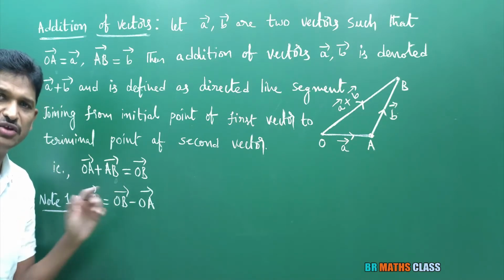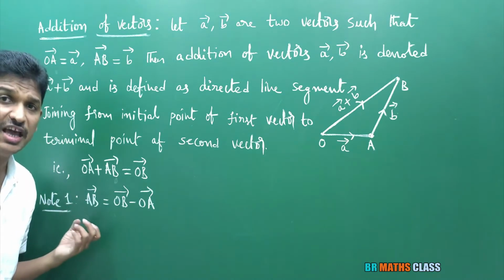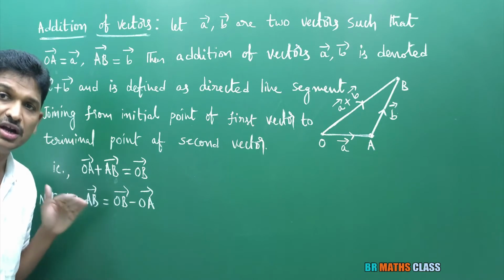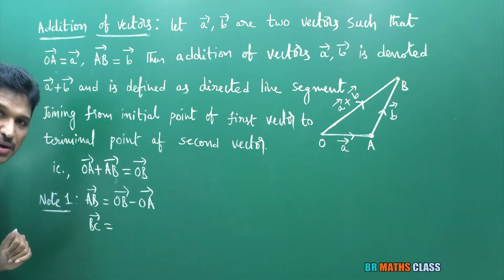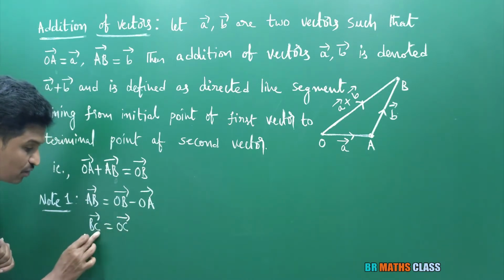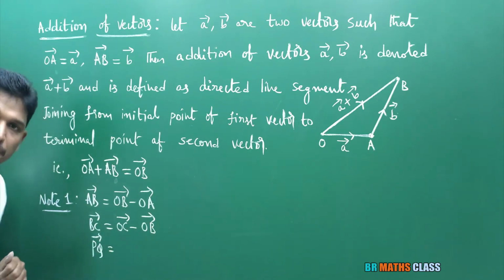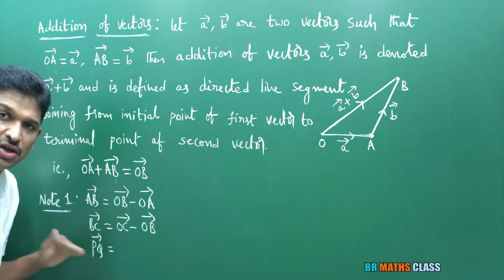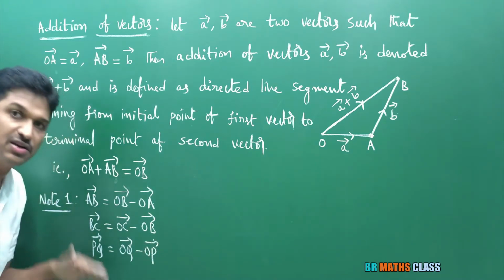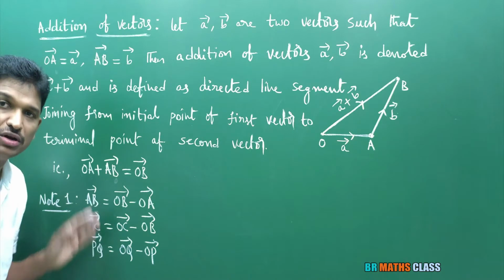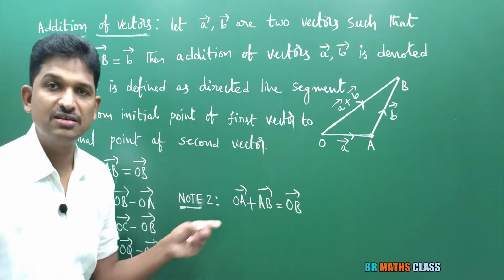This we use very frequently while doing exercise problems. Whenever you see AB bar, if you know OB bar and OA bar, then AB bar can be written as OB bar minus OA bar. Not only AB bar, suppose you saw somewhere BC bar. The vector BC bar can be written as OC bar minus OB bar. Suppose you want to calculate PQ bar. You know OP bar and OQ bar, already given that information. Then PQ bar can be written as OQ bar minus OP bar. This is the point we use very frequently. How did we get this? We got this from addition of vectors only.